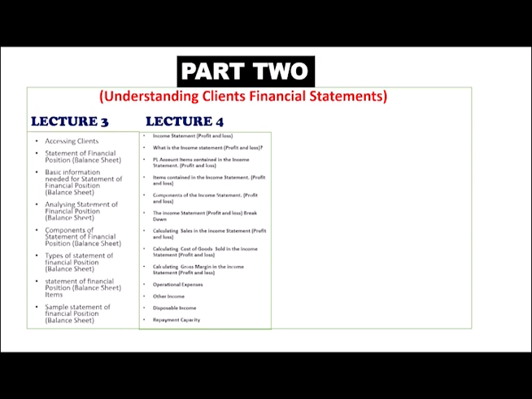Lecture 4, Income Statement, Profit and Loss. What is the income statement? P&L account items contained in the income statement, components of the income statement, and breakdown: calculating sales, calculating cost of goods sold, calculating gross margin, operational expenses, other income, disposable income, repayment capacity.